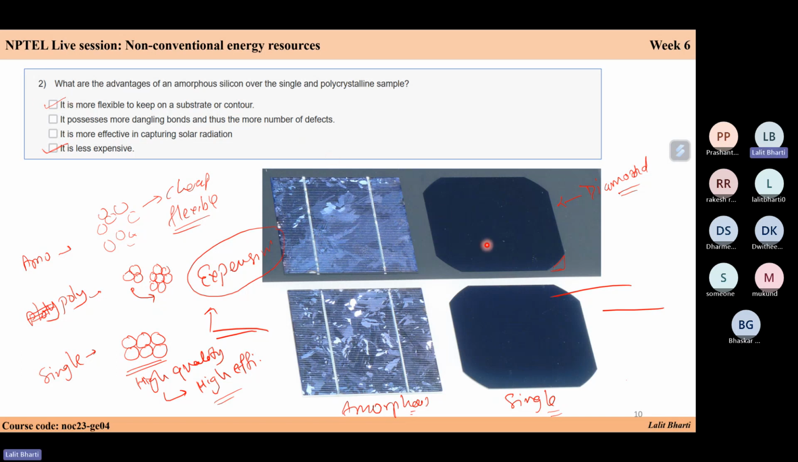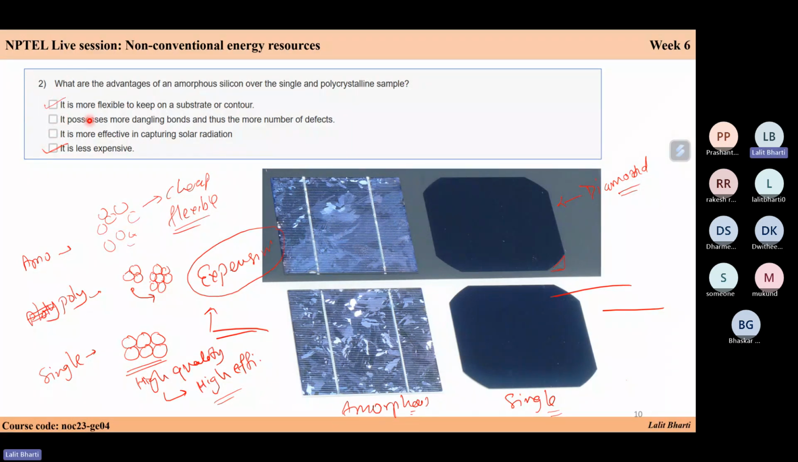Because if you see the single crystalline silicon discs, they are very rigid. If you have seen them in a lab or somewhere, they are very hard and brittle. So these are not flexible. Amorphous are flexible, but single crystalline are not flexible.